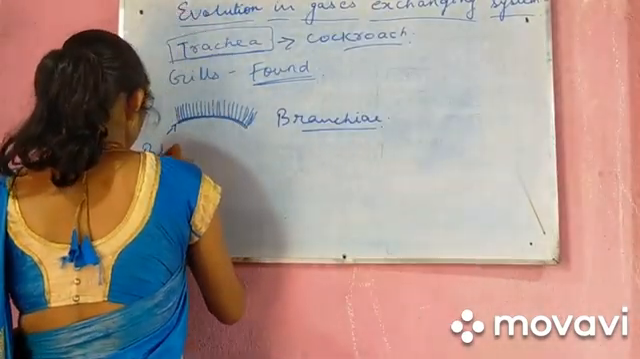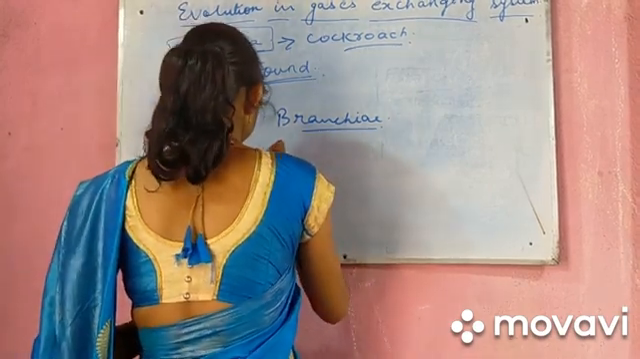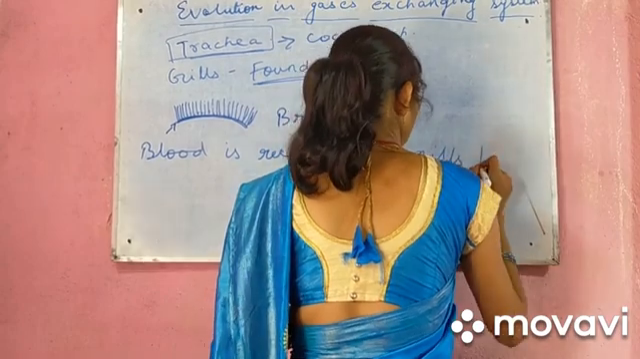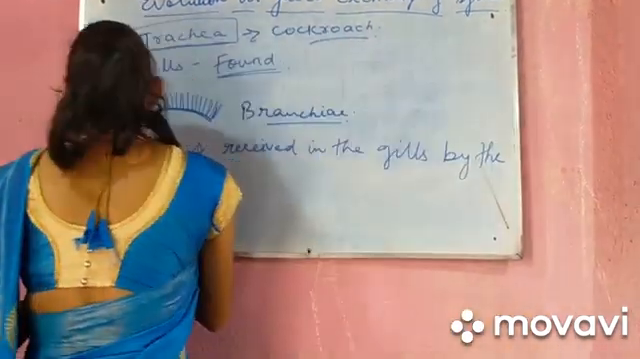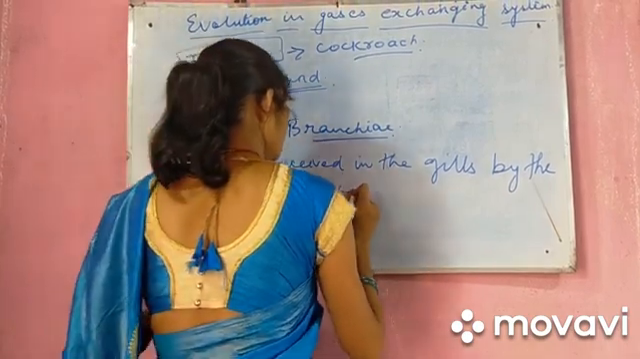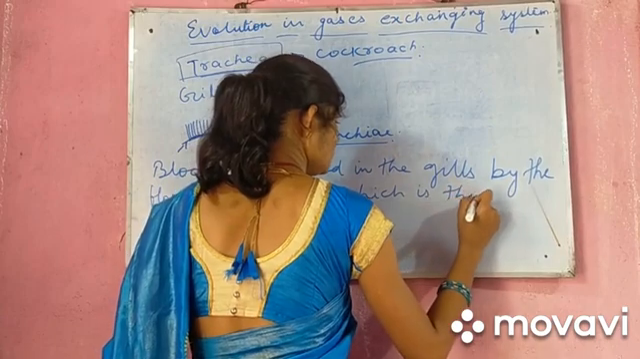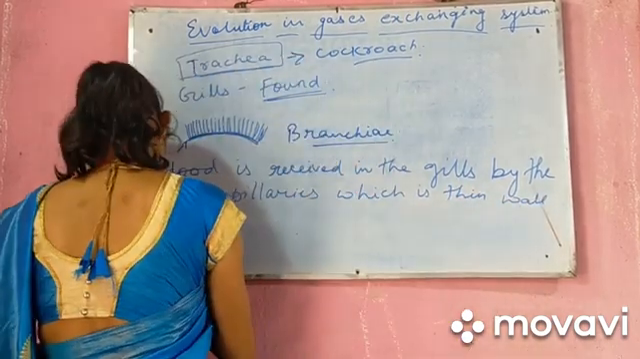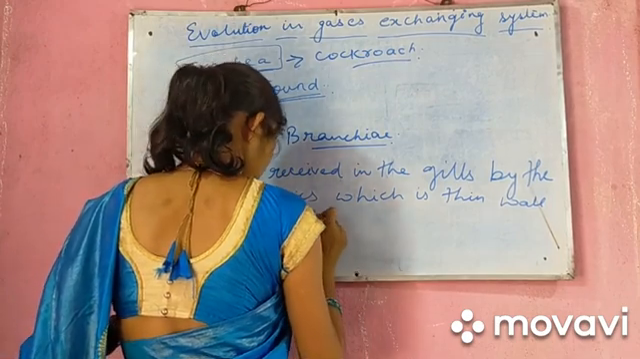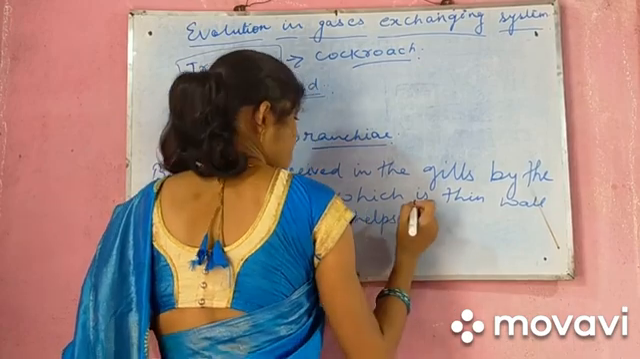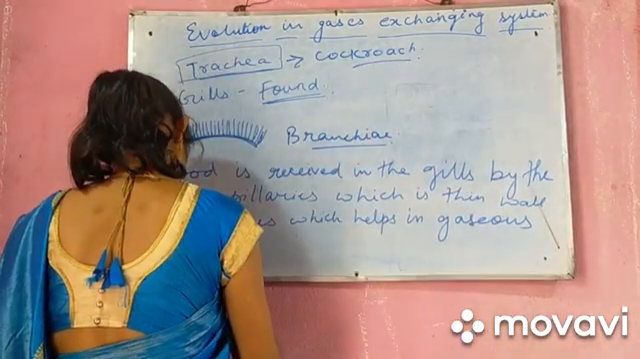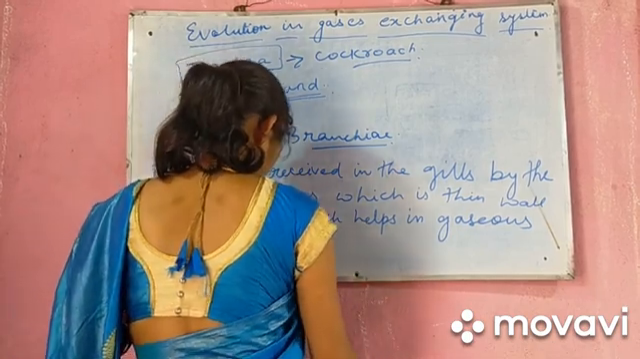Blood is received in the gills by the blood capillaries, which have a thin wall-like structure which helps in gaseous exchange. This is called the branchial system.